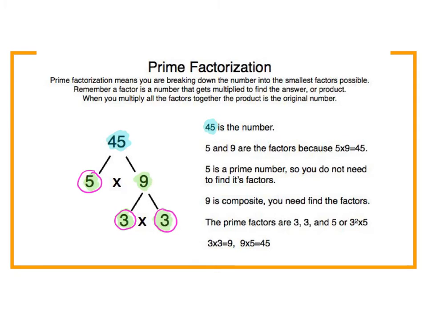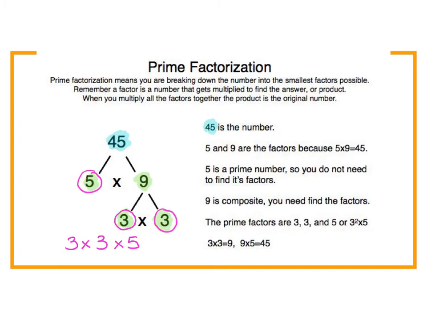When we write out all of our prime numbers, we're going to write them out in order from least to greatest. 3 times 3 times 5. Notice how we have 2 3's. 3 is multiplied out 2 times.